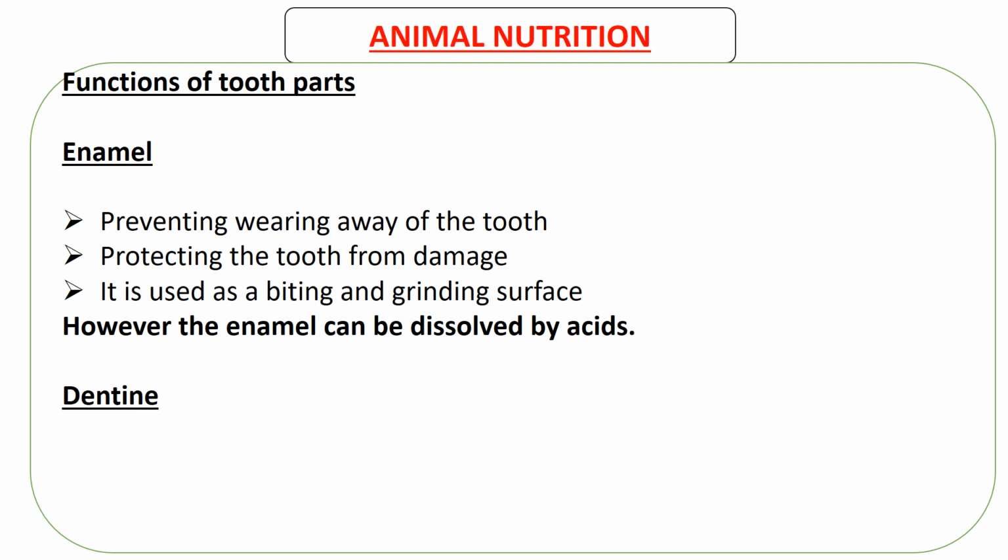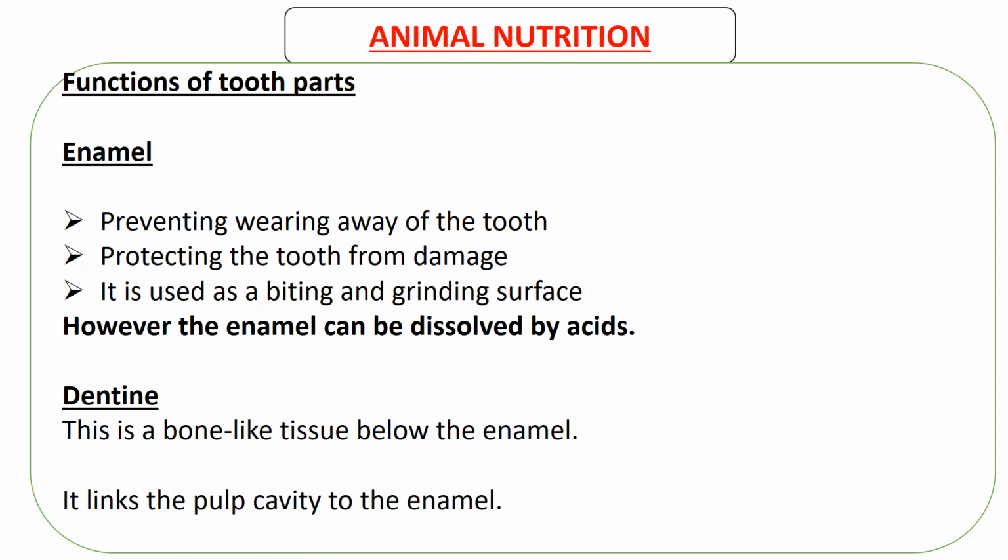We go to the dentine, the bone-like structure. This is the bone-like tissue below the enamel. It links the pulp cavity to the enamel. That is its job, since the pulp cavity is weak, it's not strong. So it acts as a link between the pulp cavity and the enamel.